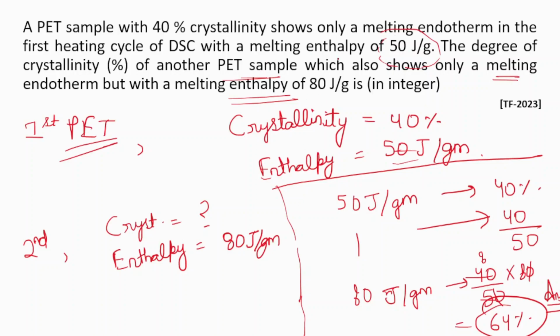So the crystallinity in percentage of another PET sample, since both are PET, is of the same quality. So if we need to find these things, it can be solved accordingly. So the answer is 64.